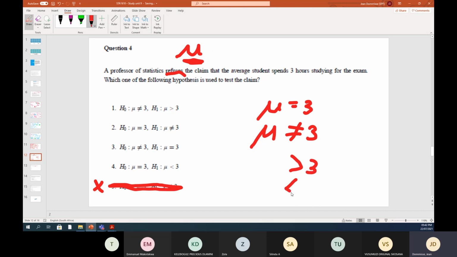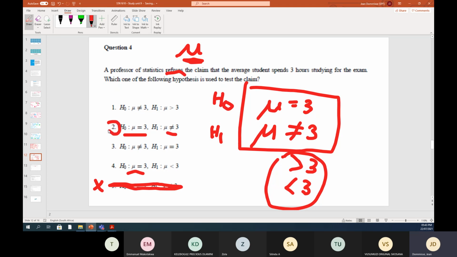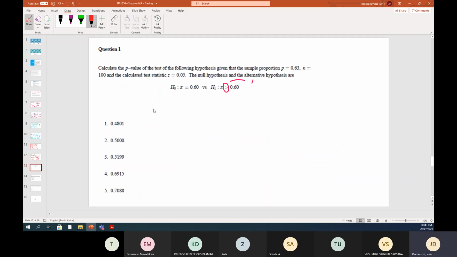If I said it is less than 3 hours, that would have been your null hypothesis. So if you look at, sorry, your alternative hypothesis for those two. So that is your null hypothesis. So it was that one and that one, those are options. Your alternative hypothesis is not equal to, so there's only one. So option 2 is the correct one. So again, this one nearly, depending on the words, that is how you eliminate some of the options as well. Okay, so let's look at the next one.